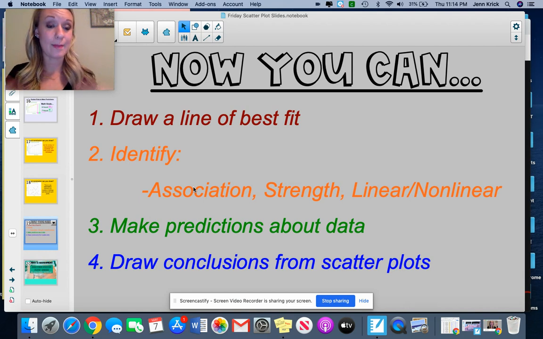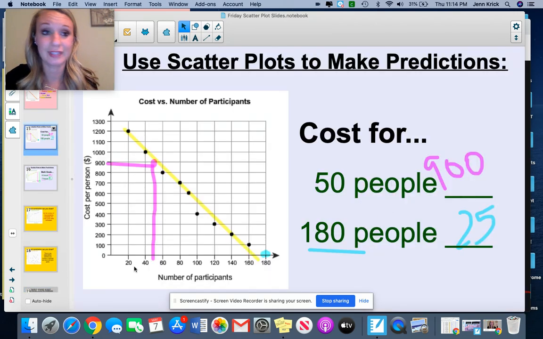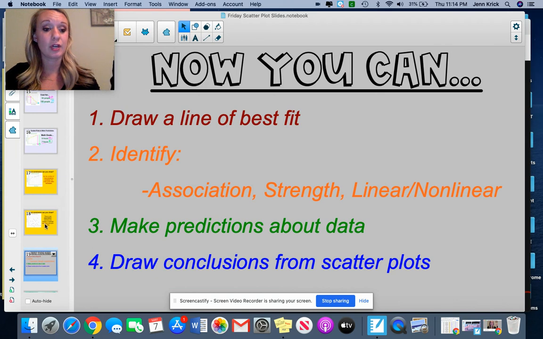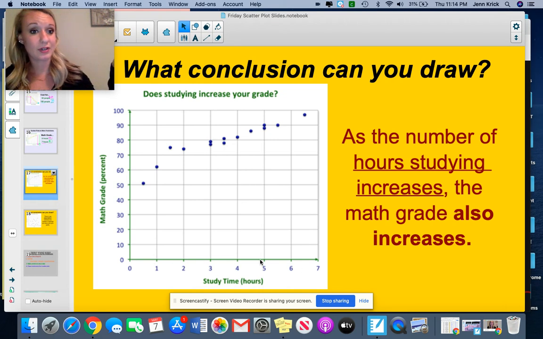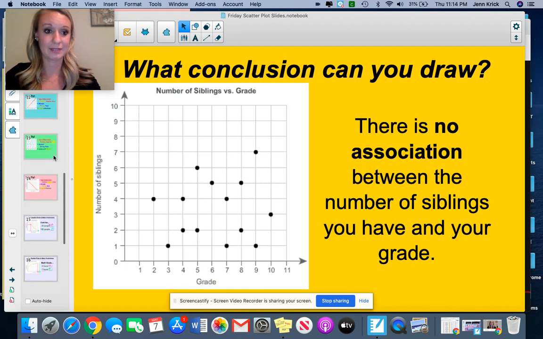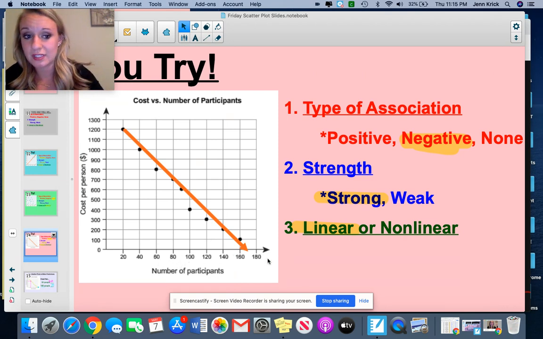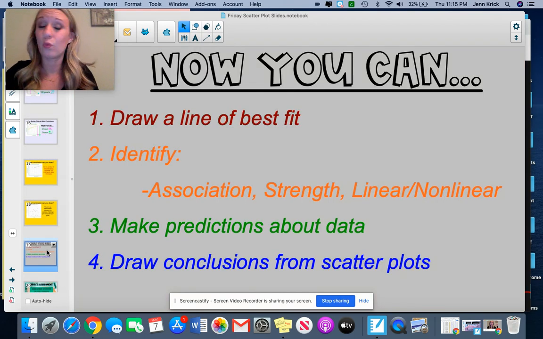You also learned how to make predictions about data based on a scatter plot. That's what we did here. When we found our line, we found our number, we traced it up, and we made a prediction. It wasn't exact, it was a prediction. And lastly, you learned how to draw conclusions from scatter plots. So you told me, as the number of hours increases, your grade increases, or there is no association between the grade and the number of siblings. If we were looking at a negative graph, like this one, we'd say as the number of participants increases, the cost decreases. So you learned a lot today and did a wonderful job.